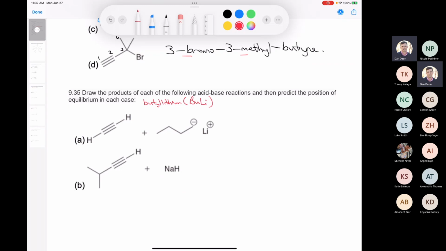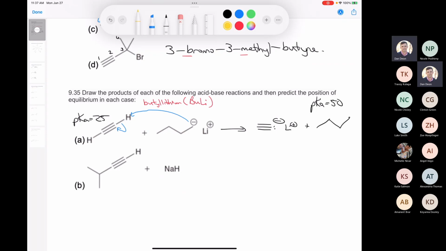So butyllithium. What's going to happen here is your carbanion is going to rip a proton off of here so that you're going to end up with sodium acetylide. So you end up with this, or I guess here it would be lithium acetylide, wouldn't it? And then you also end up with butane. Well, what's the proton donor? It's the alkyne, and that alkyne has a pKa that's equal to 25, and the conjugate acid is butane, which has a pKa equal to 50.